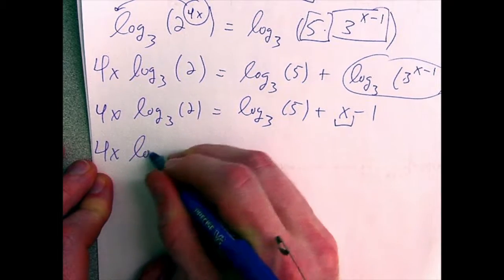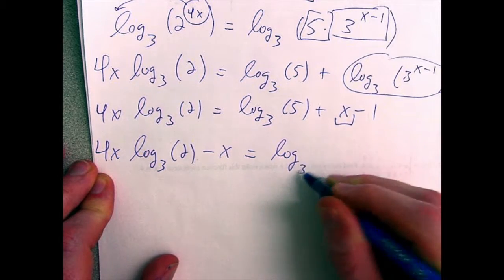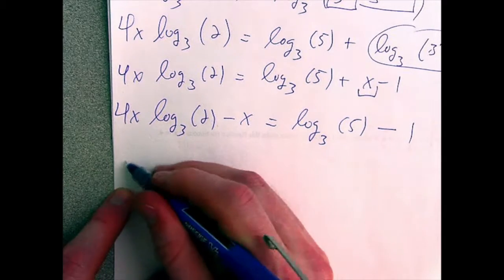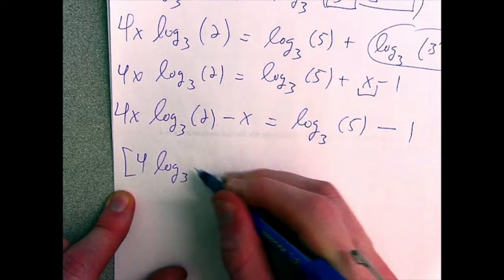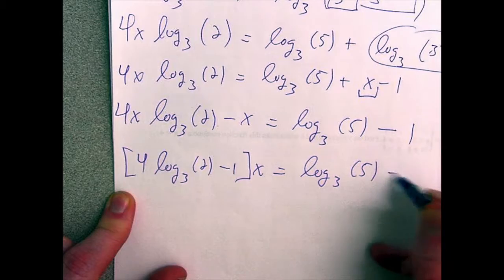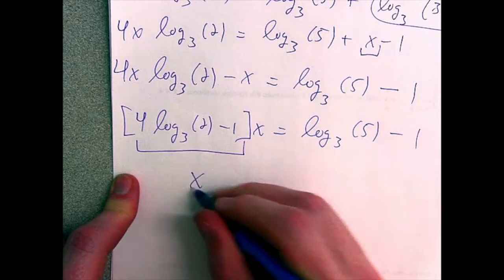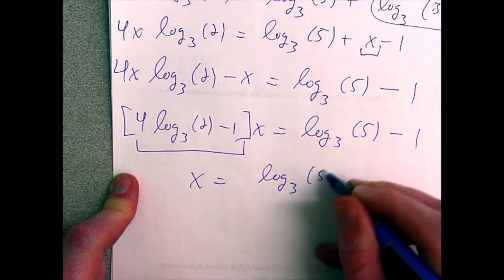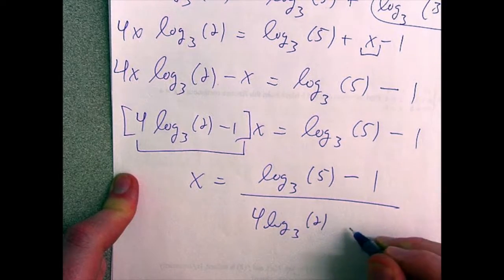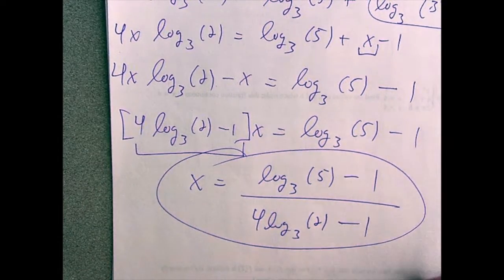Now, if you like, you can subtract x from both sides. So 4x times log base 3 of 2 minus x equals log base 3 of 5 minus 1. And then we can pull out a common factor of x from these two terms. So 4 log base 3 of 2 minus 1, times x, is equal to log base 3 of 5 minus 1. And then we can solve this equation by dividing both sides by this expression. I have x is equal to log base 3 of 5 minus 1 over 4 log base 3 of 2 minus 1.